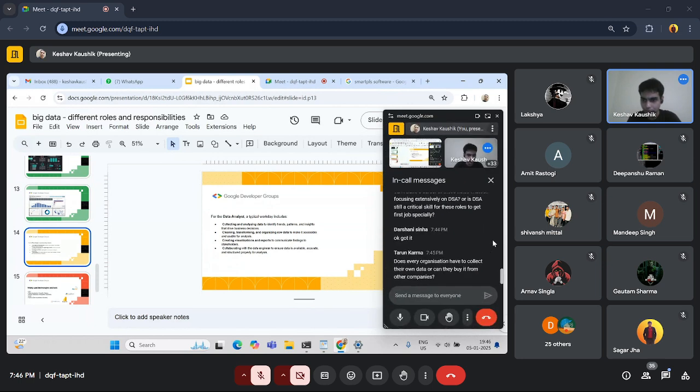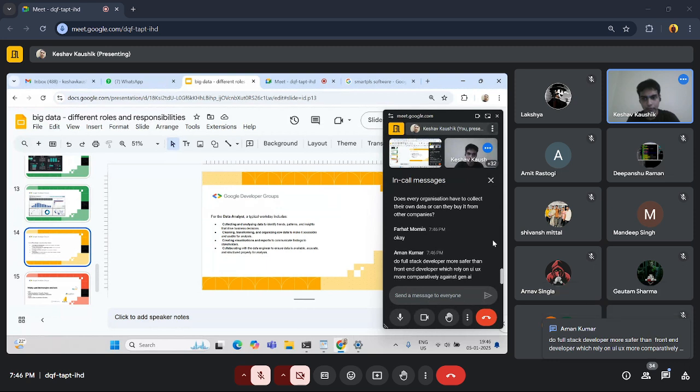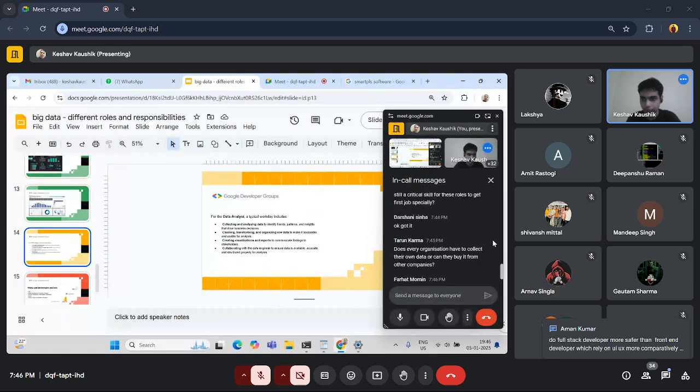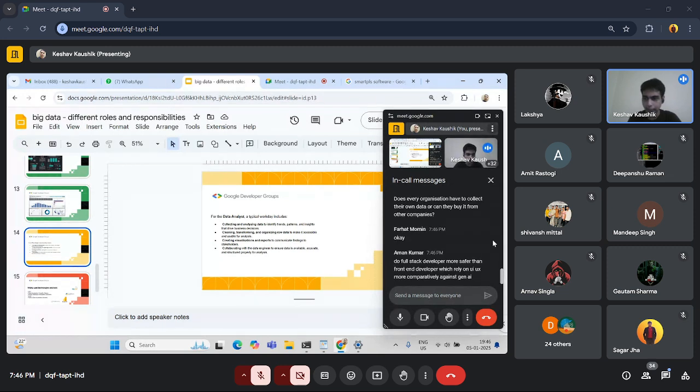Okay. Does every organization have to collect their own data or can they buy it from other companies? Okay. I think this question means that they're buying data. What kind of data are you asking about here? Is it any random data? Just clarify this for me.